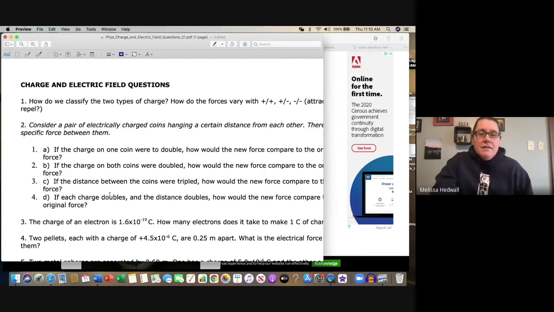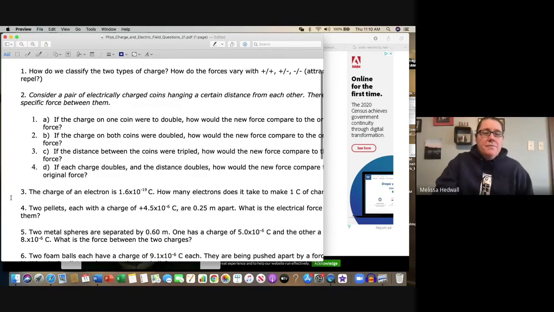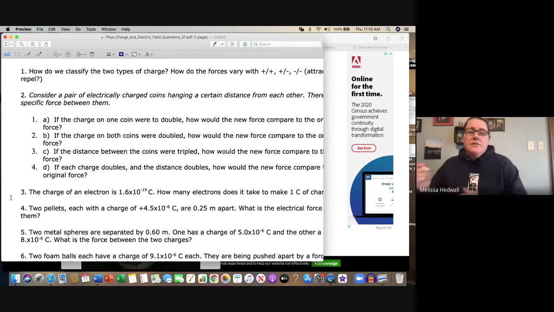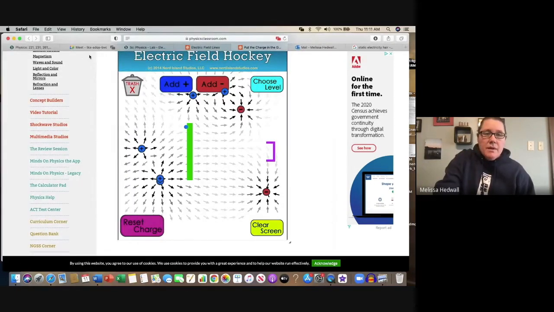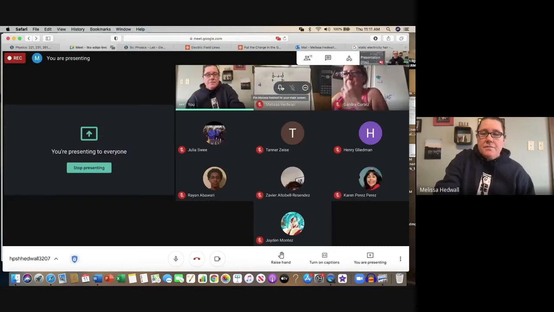Let's talk about these situations in number 2 here. It says, consider a pair of electrically charged coins hanging a certain distance from each other. A lot of times we talk about something that's hanging so there aren't other forces in there. So you have Q1, Q2, and a distance in between them. For A, it says if the charge of one coin were to double, how would the force compare?